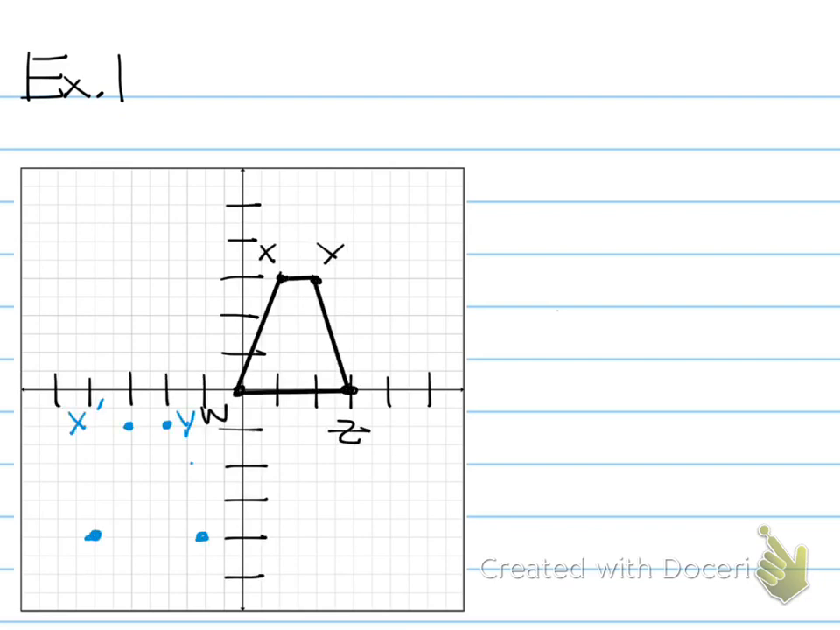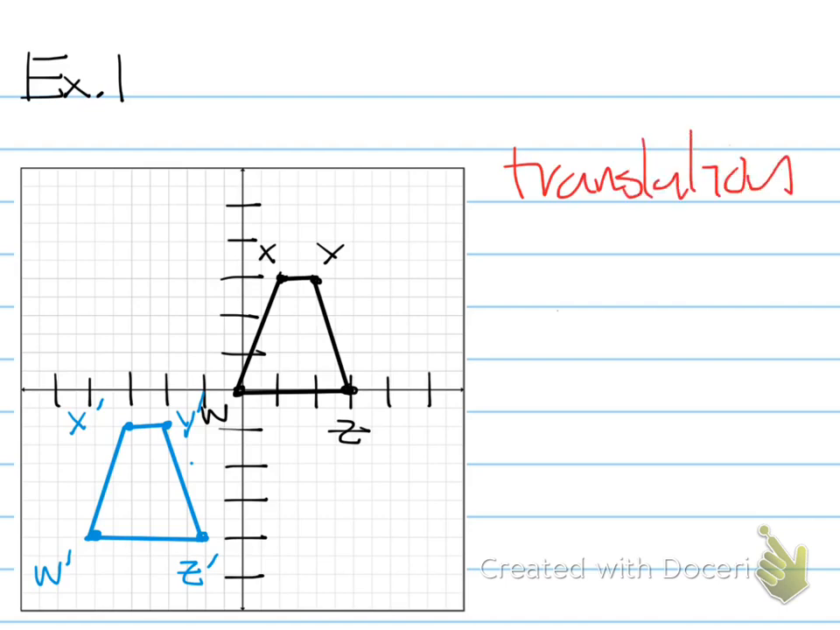So what we've got in black is the pre-image, and we know that the blue figure is our image because we've got the prime symbols for each one of the vertices. To get from, you could just choose any coordinate, say x, to get from the top, from x to x prime, we have to go down 1, 2, 3, 4 units. So it is clearly a translation because the image and the pre-image are both oriented the exact same.